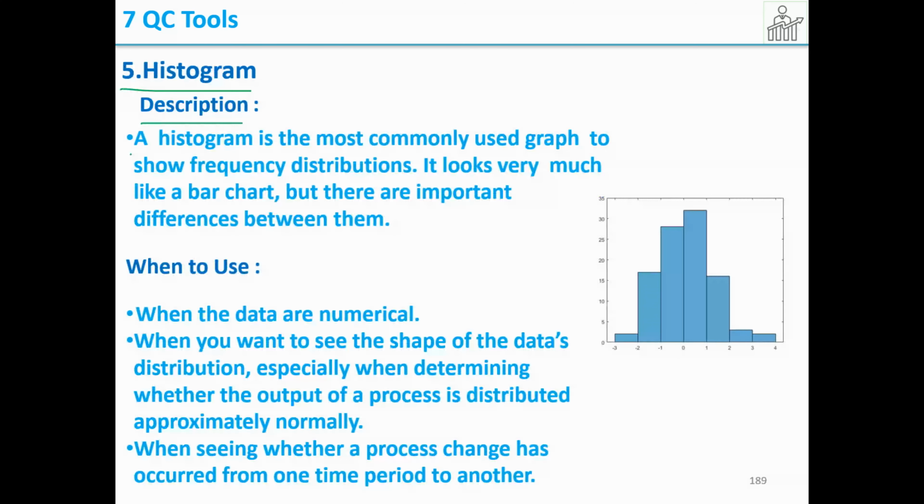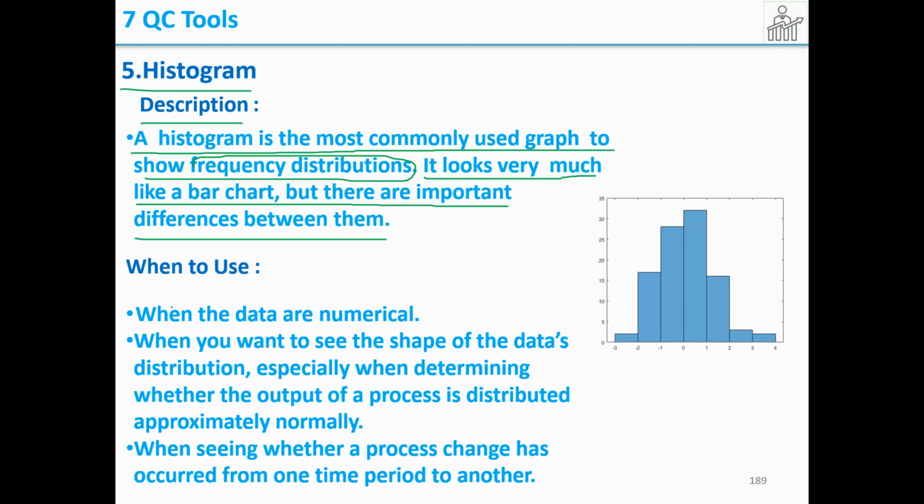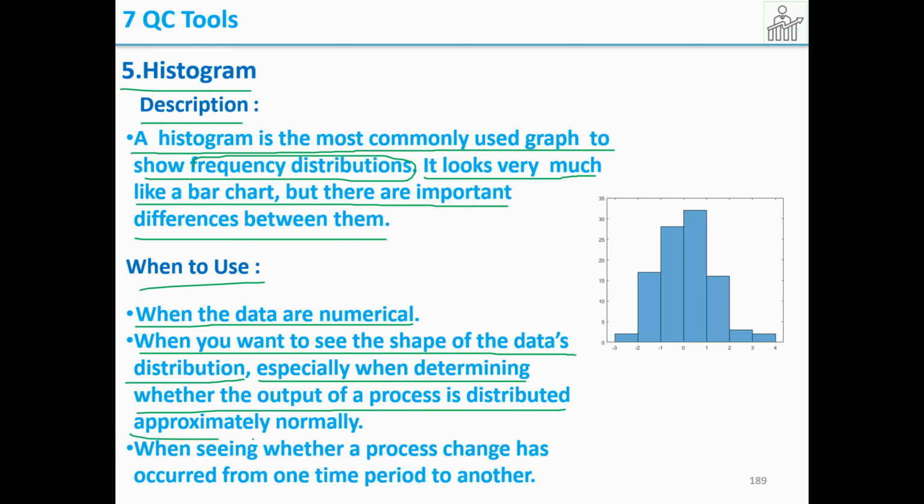Histogram. A histogram is the most commonly used graph to show frequency distribution. It looks very much like a bar chart, but there are important differences between them. When to use: when the data are numerical, when you want to see the shape of the data's distribution, especially when determining whether the output of a process is distributed approximately normally.